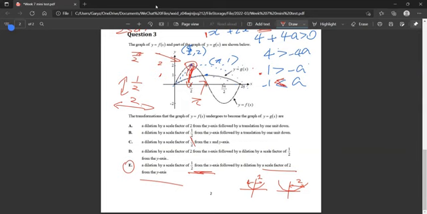But there's actually another thing to consider for this question. Let's look at option A quickly. So it says that we are taking a dilation factor of 2 from the y-axis, followed by a translation of 1 unit down. So let's do what option A is saying. Our original graph is something like this, right? And by dilating it from the y-axis by a factor of 2, it becomes something like this with its maximum at 2.